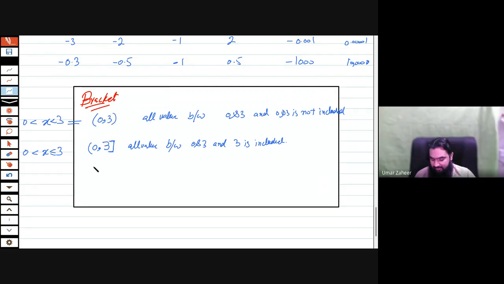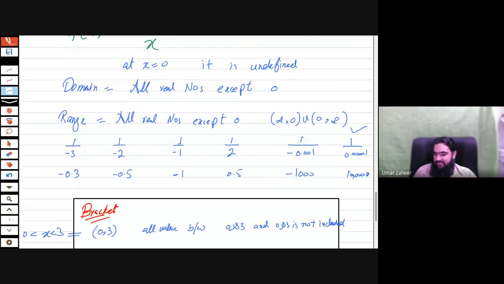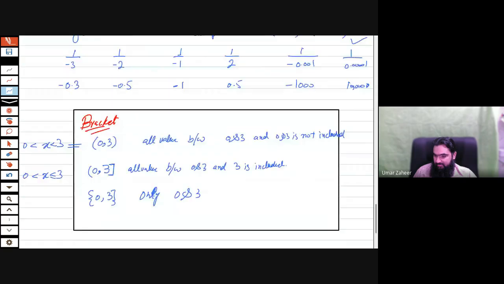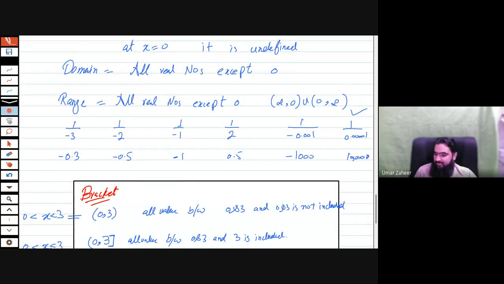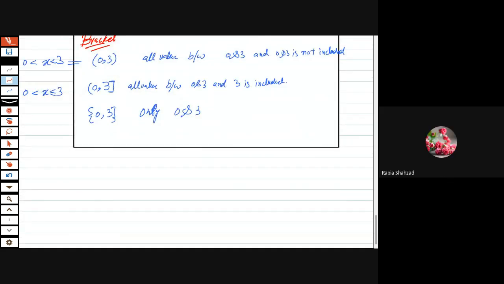And for example, if you have a bracket like this, [0, 3], it means only 0 and 3. It does not mean the values between 0 and 3. So that's why I write the range this way: negative infinity to 0, and 0 to positive infinity, as big as you can. Any question up to here?